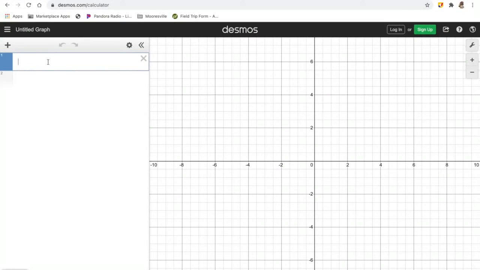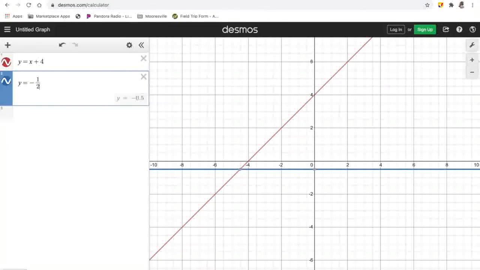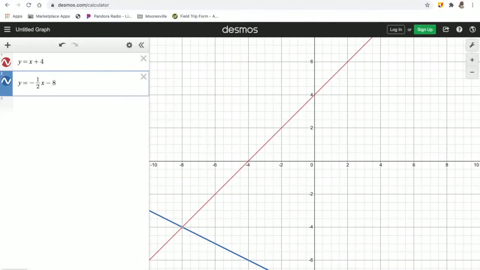So the two lines I'm going to graph are y equals x plus 4. I hit return, and you see that red line is that line graphed. And then y equals negative 1/2 x minus 8. If I hit return, that's the blue graph.